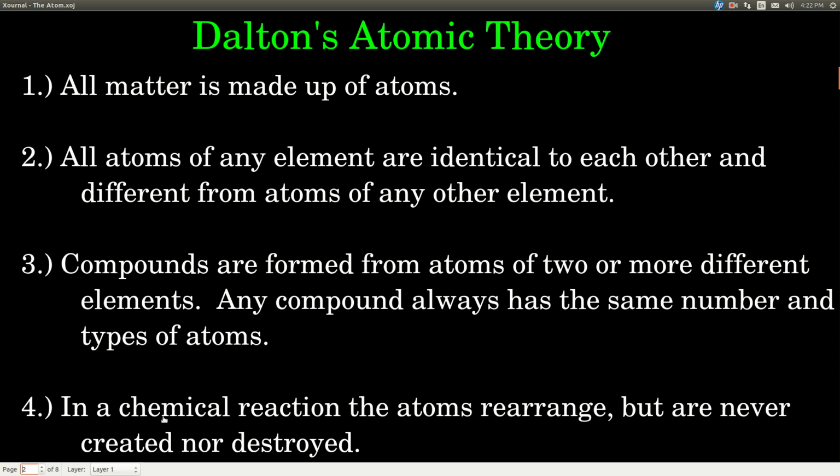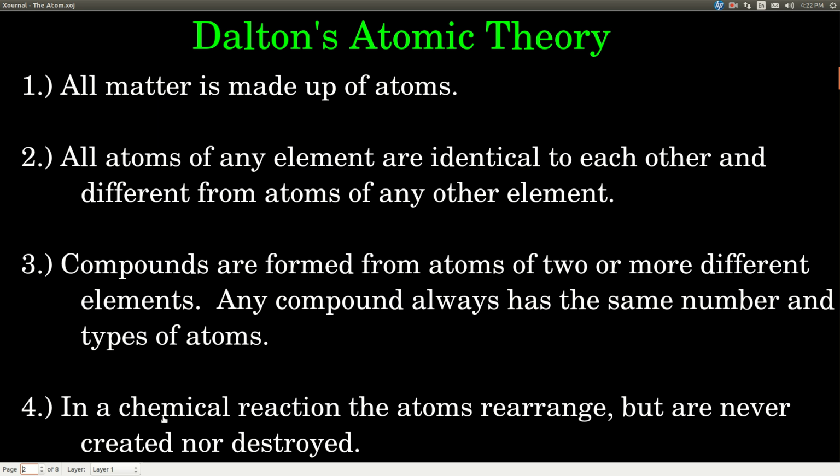Next, compounds, when they form, come about by atoms of two or more different elements combining, and any compound always has the same number and types of atoms in it as any other example of that compound, no matter where you find it. For example, water. Water is H2O, meaning that there are two atoms of hydrogen and one atom of oxygen. It's always hydrogen and oxygen, always two hydrogens and one oxygen. No matter where you get that molecule of water, it's still H2O.